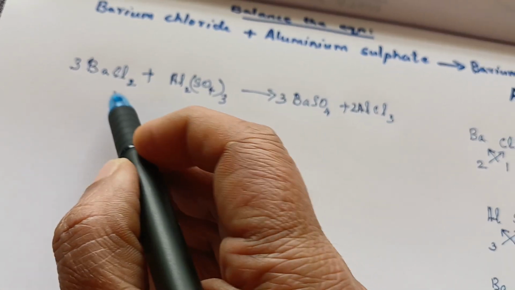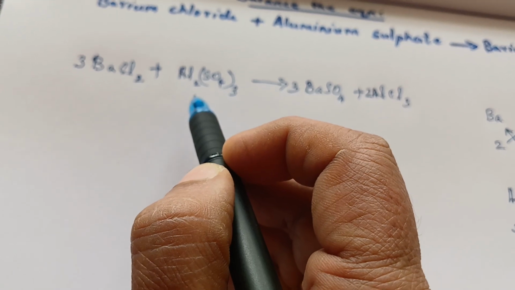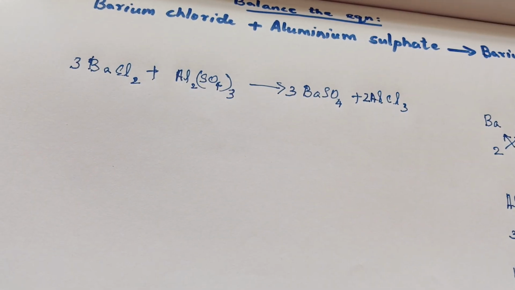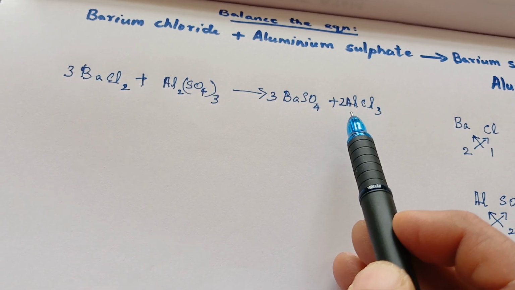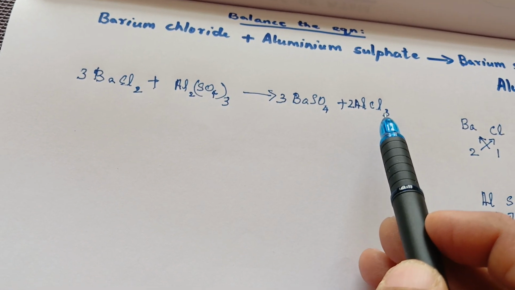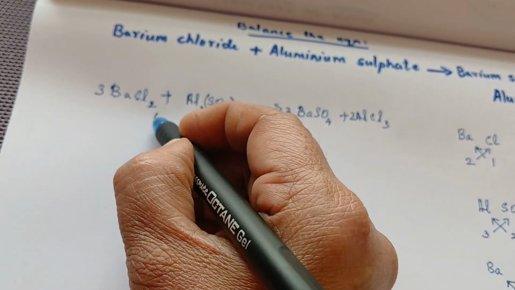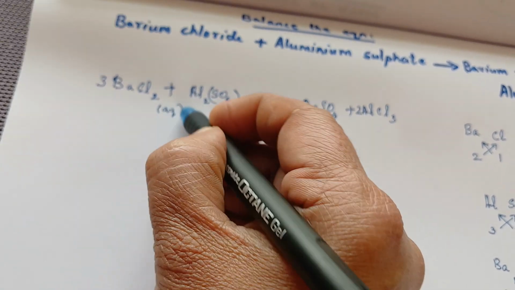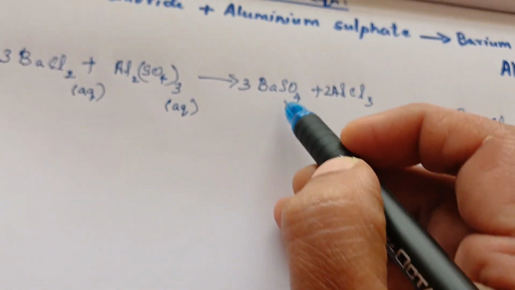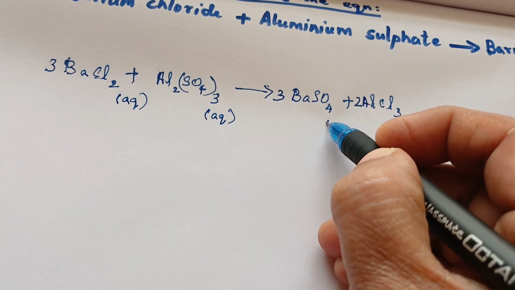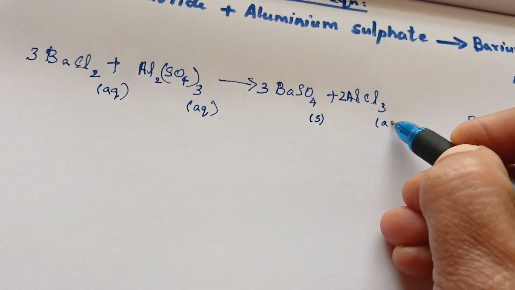So let us see, 3BaCl2 plus Al2(SO4)3 giving 3BaSO4 plus 2AlCl3. Now if we are to write the physical states, this is aqueous, here also. Barium sulfate you will get as a precipitate, it will be a solid form, and this is also aqueous.